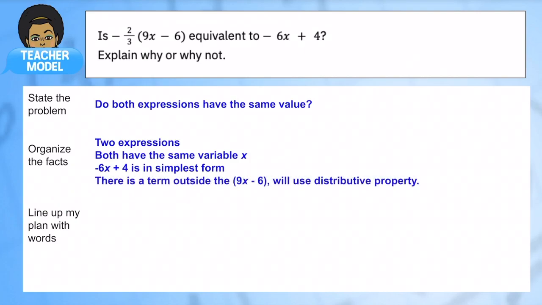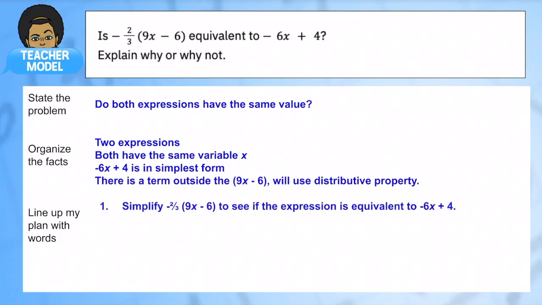And we could also see that there's a term outside of 9x minus 6, so we know we're going to do some distribution. Okay, so here's our plan. We're going to simplify that first expression to see if it's equal to the other expression that's already simplified. We're going to distribute negative 2/3. That means we're going to have to do some multiplying by negative fractions. I want to turn those terms of 9x minus 6 into fractions. So we're going to have 9x over 1 minus 6 over 1. That way we can multiply the fractions more easily.